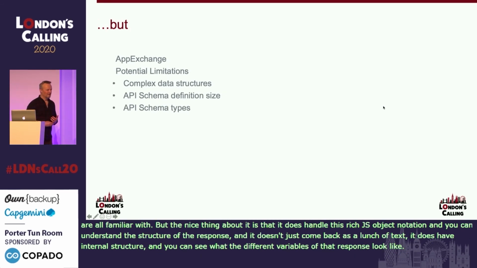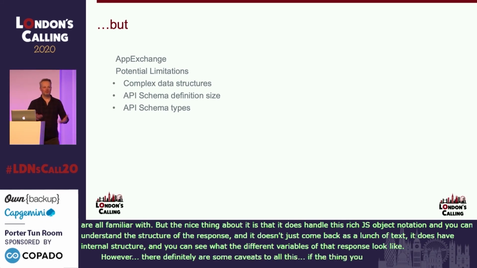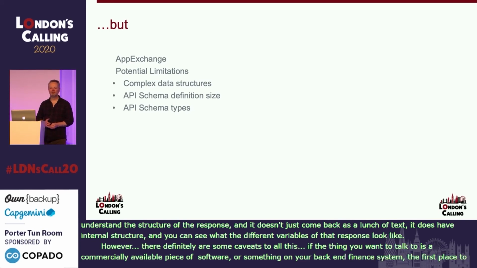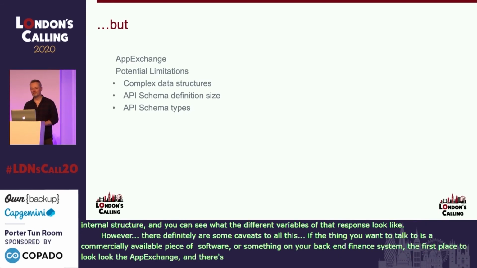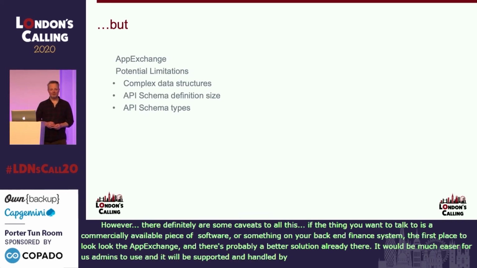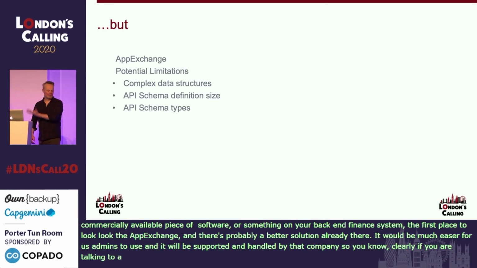However, there definitely are some caveats to all this. If the thing you want to talk to is a commercially available piece of software, or something like your back-end finance system, the first place to look would be the App Exchange. There's probably a richer solution on the App Exchange already there. It'll be much easier for us admins to use. It'll be supported and handled by that company. So clearly, if you're talking to a finance system, start with the App Exchange. That would be crazy to try and build it all from scratch.